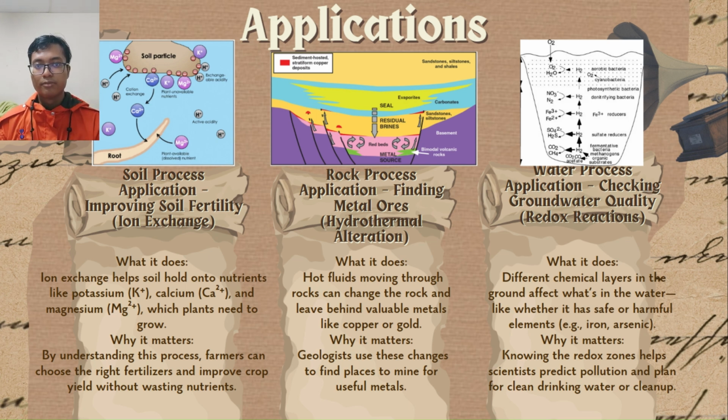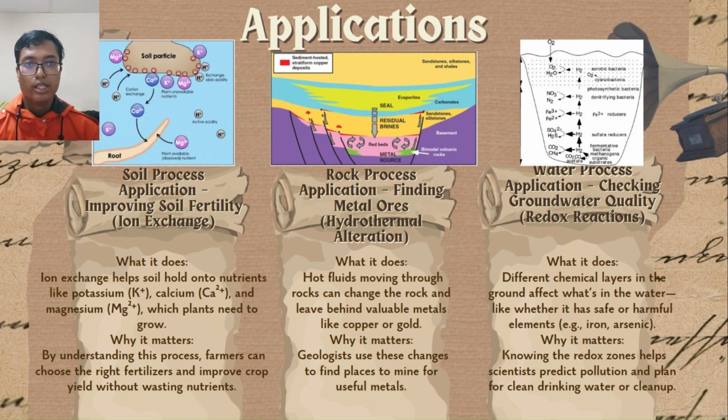The soil process can be used to improve the fertility of soils. How does it work? It works through ion exchange, as we can see through the diagrams above. Ion exchange helps soil hold onto nutrients like potassium and calcium, which plants need to grow. By understanding this process, farmers can choose the right kind of fertilizer for their plants and get a better yield.